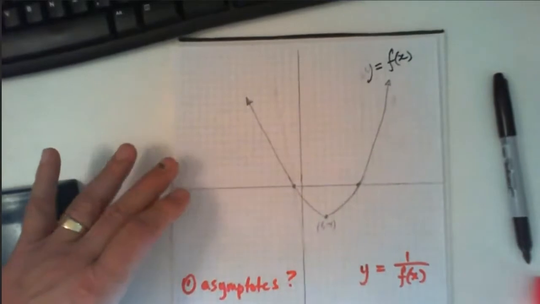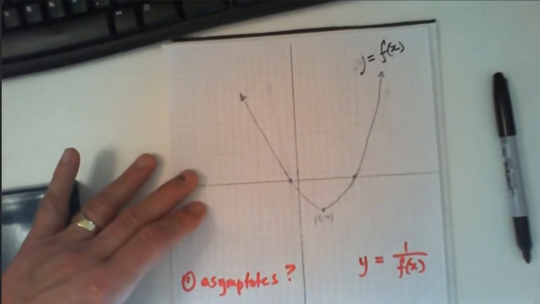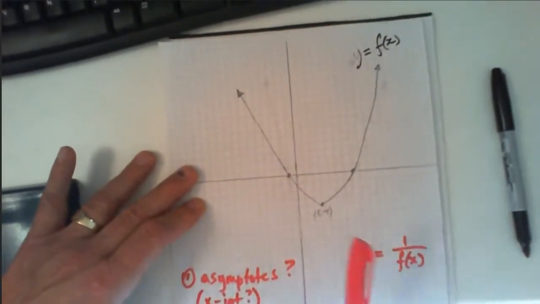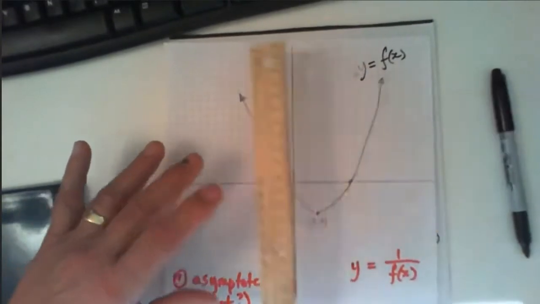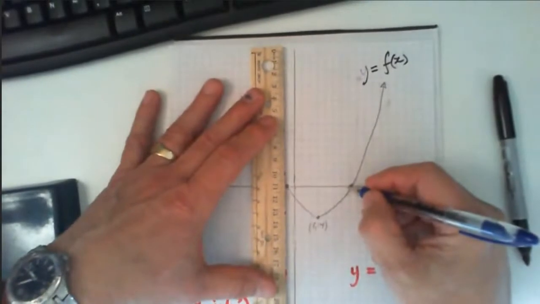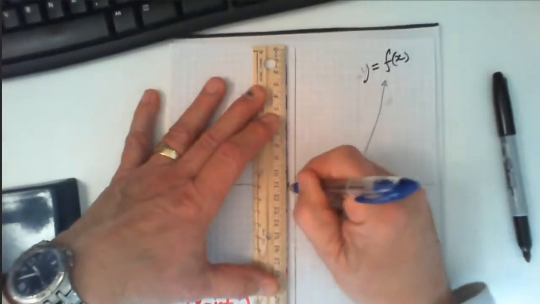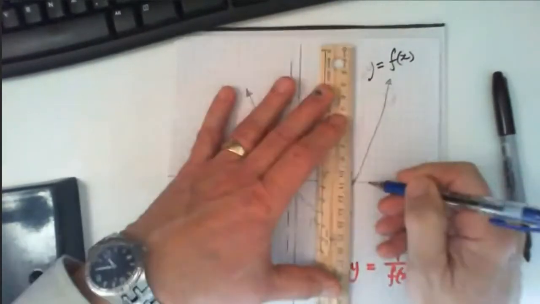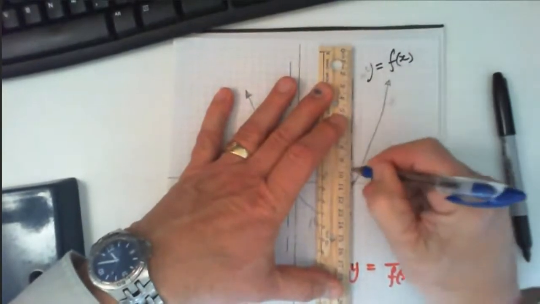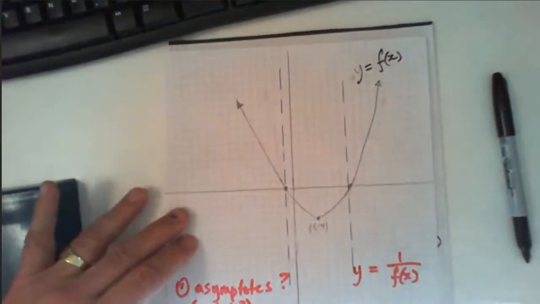Now remember from before, the asymptotes are drawn where the x-intercepts of the original are. So we're looking for the x-intercepts. Here you can see they're drawn right over here. Here's an x-intercept and that's an x-intercept. So I will draw the asymptotes in blue. Remember, those are the barriers where the graph cannot touch.